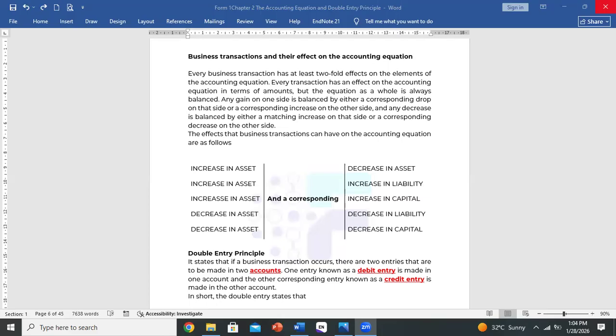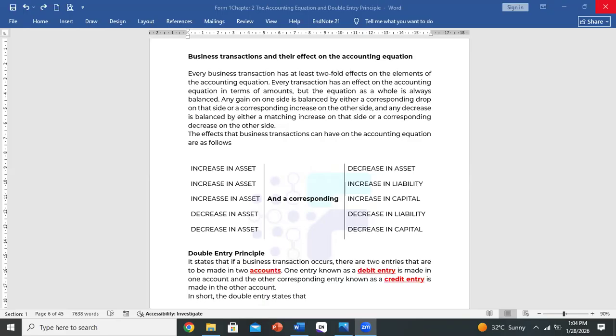We know that a loan is an obligation that you have to pay back or settle. So the loan is a liability. But we also got money. So the loan is a liability, and the money, cash, is an asset. So anytime a business goes for a loan, the two elements are liability, loan, and asset, cash.